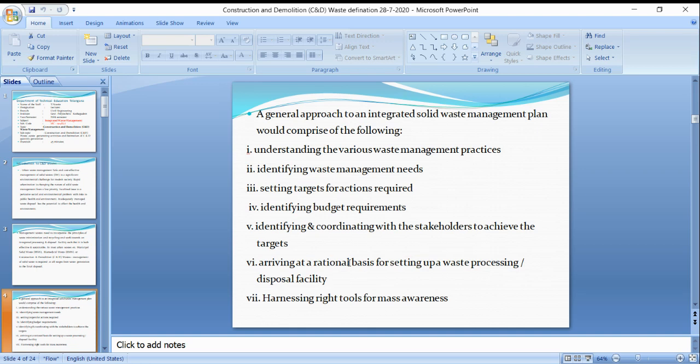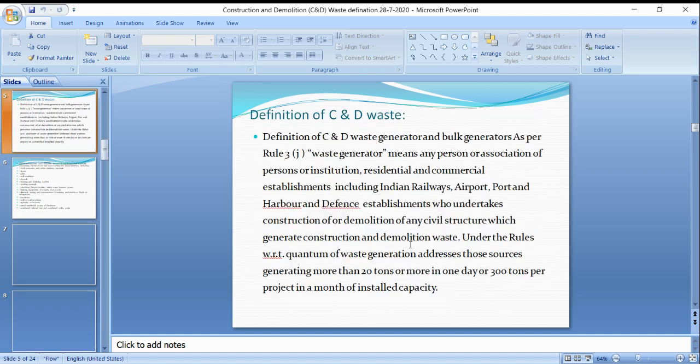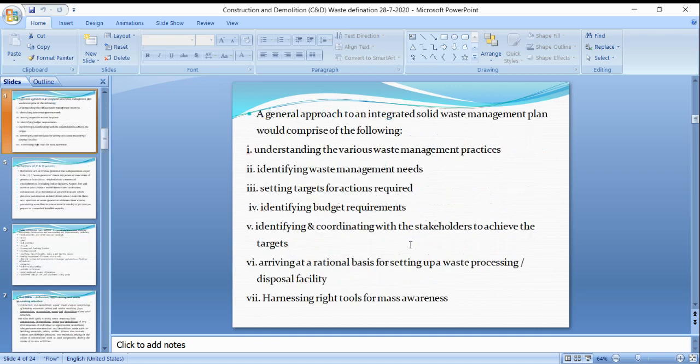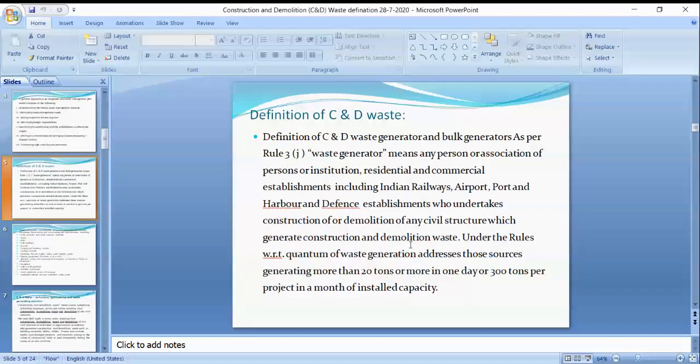So, arriving at a rational basis for setting up a waste processing and disposal facility. They have to arrive at that rationale for setting up waste processing and also disposal facilities; both should be looked after. Then harnessing the right tools for mass awareness. So they require correct tools also for creating mass awareness among those who are going to reduce the waste. So that is about the introduction.